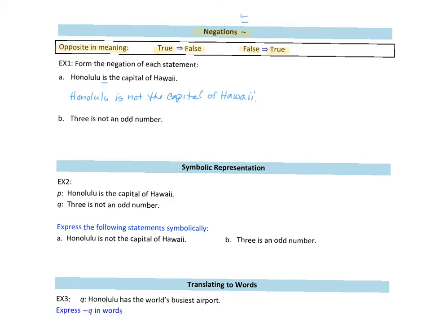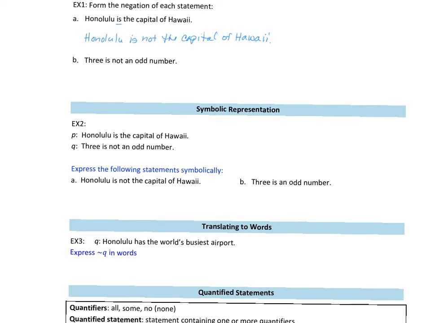Part B, 3 is not an odd number. Okay, that's a statement. I want to negate it. So there's an is not. I'm going to change it to is and write 3 is an odd number. So notice that 3 is not an odd number. That statement happened to be false. When I negated it, it became true. So the negation does not make the statement false. A negation just changes it from true to false or false to true.